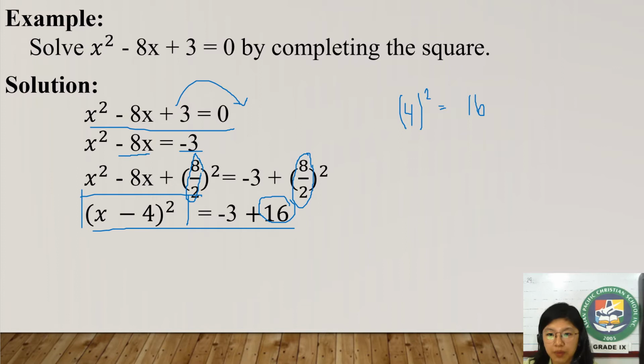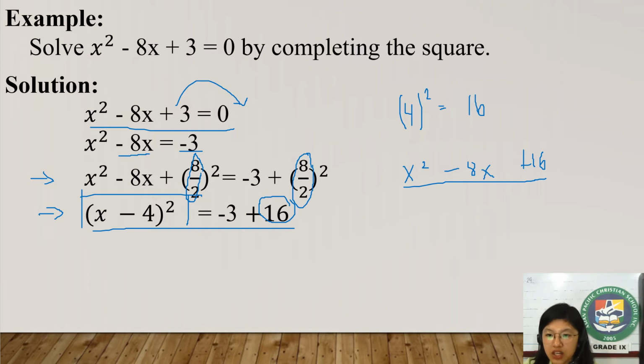So, kung papansin niyo yung sa line na ito, we have x squared minus 8x plus yung half ng 8, then squared, equal yan sa 16. So, we have x squared minus 8x plus 16. Diba ganyan siya? So, ang factor kasi ng x squared minus 8x plus 16 is ito, yung (x minus 4) squared. So, paano nangyari yon?